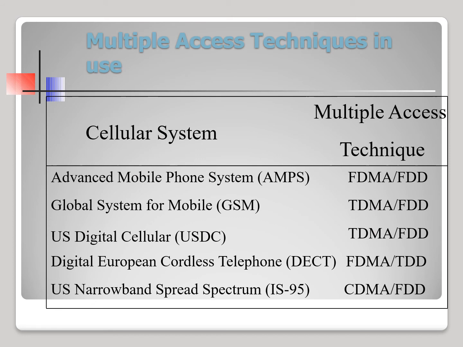Now we will see some practical examples for these multiple accessing techniques and duplexing techniques. Here we can see different cellular systems. First one is Advanced Mobile Phone System, AMPS. It is a system similar to GSM. In that, FDMA FDD is used. And in GSM, that is common here, TDMA FDD is used. US digital cellular, TDMA FDD is used. Digital European Cordless Telephone, DECT, in cordless phone, FDMA TDD is used. And US narrowband spread spectrum IS-95, CDMA FDD is used.